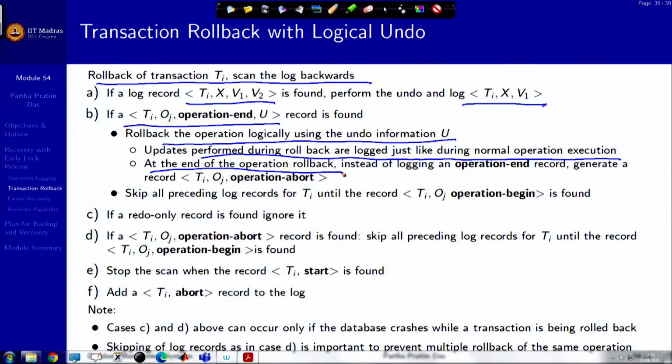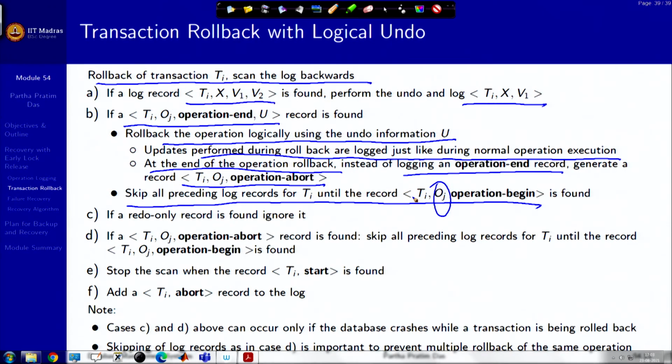So, at the end of operation rollback, instead of logging an operation end record, because this operation was not a successful one, this is the effect of rollback, you write an operation abort. Exactly similar concept as you wrote Ti abort. And then you skip all preceding records of Ti until you find the operation begin of the same operation, because you do not need to do anything of that.